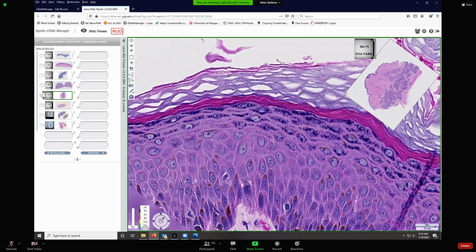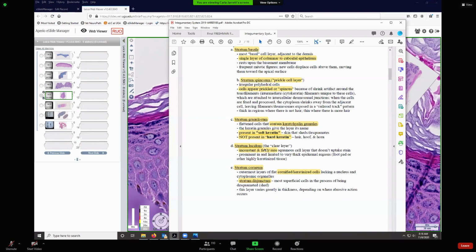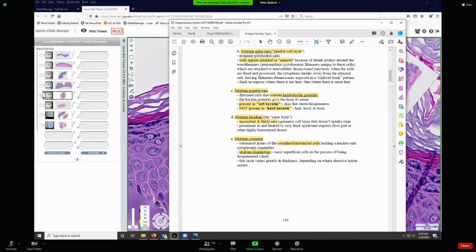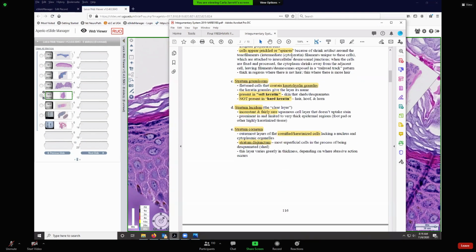Now the stratum lucidum is next. You won't always see it. It's inconstant, and it's fairly rare, and we don't have an example of that, but it's just a clear layer between the stratum granulosum and the stratum corneum, and sometimes it's called the clear layer. It's pretty cool when you see it because you're like, oh wow, I've heard about that and didn't believe it, but there it is. Next is the stratum corneum.